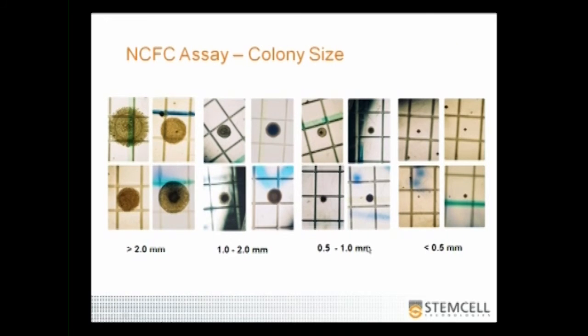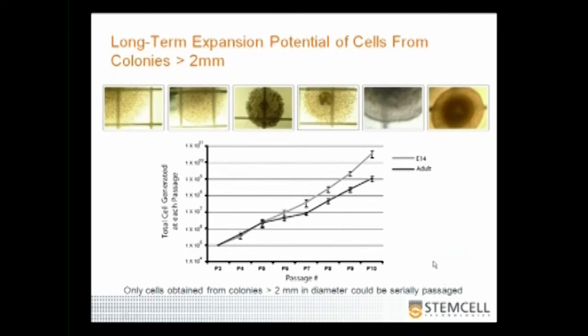We found in many experiments that the colonies generated in the NCFC assay fitted well within these colony size categories as shown here. We performed extensive validation experiments, and this is published in detail in our paper. We proved that cells isolated from the colonies greater than 2 millimeters in diameter were able to generate long-term neurosphere cultures, and there was an expansion in total cell numbers over time. The cells from colonies less than 2 millimeters in diameter could not generate long-term neurosphere cultures. Therefore, the cells which generated the colonies greater than 2 millimeters in diameter fulfilled the functional criteria of self-renewal and production of a large number of progeny.